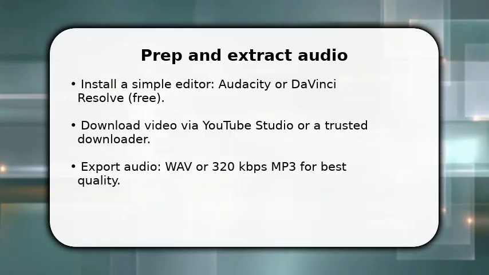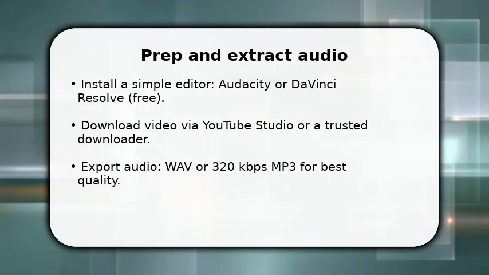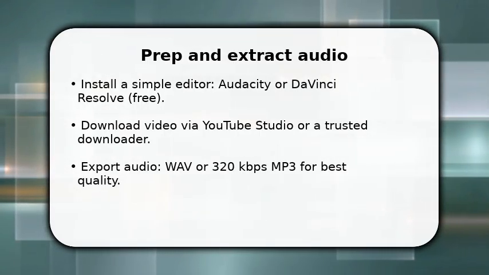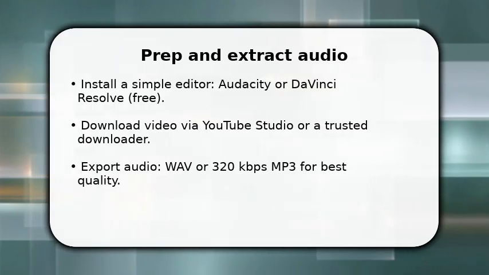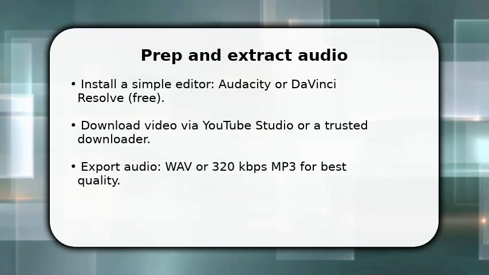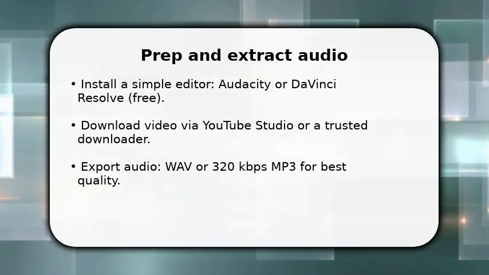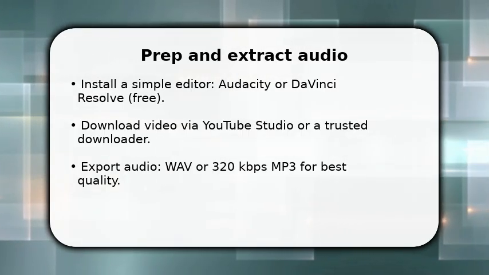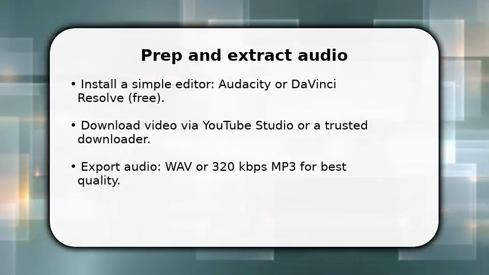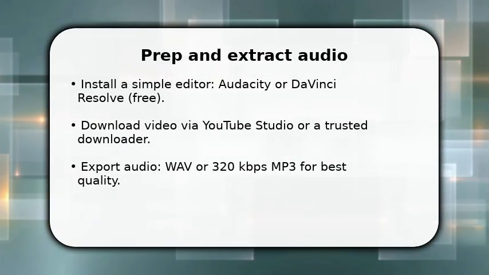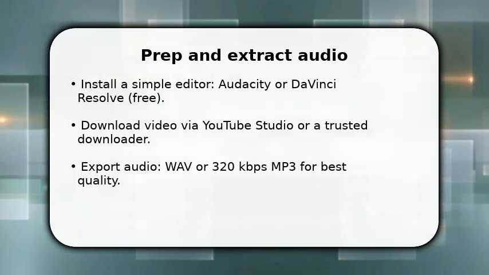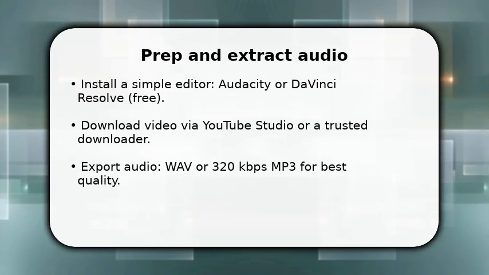You start by getting the audio out of the video. Open YouTube Studio, download the video file, or use a trusted downloader. Once you have the file, import it into Audacity or DaVinci Resolve. This gives you direct access to the soundtrack. Make sure to work with WAV or 320 kbps MP3 to avoid quality loss. After importing, listen through and mark the sections you want to change. These first actions let you edit precisely and avoid rework later.